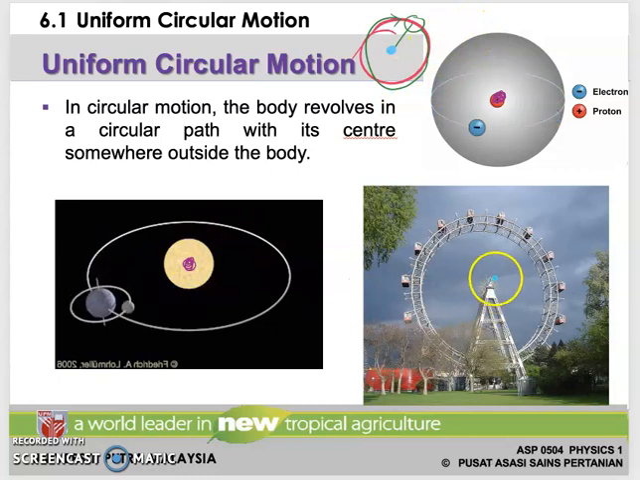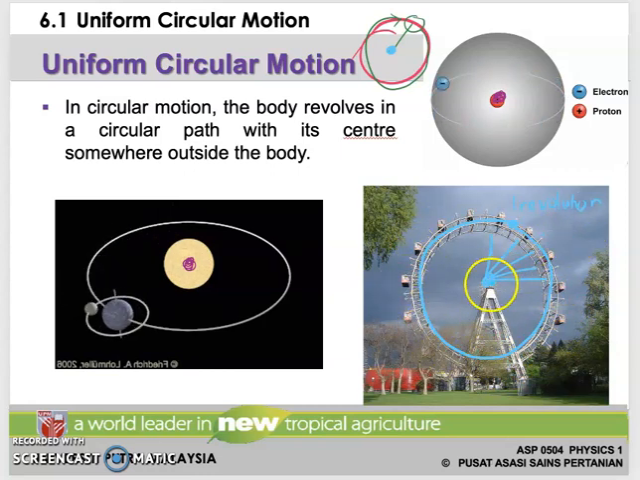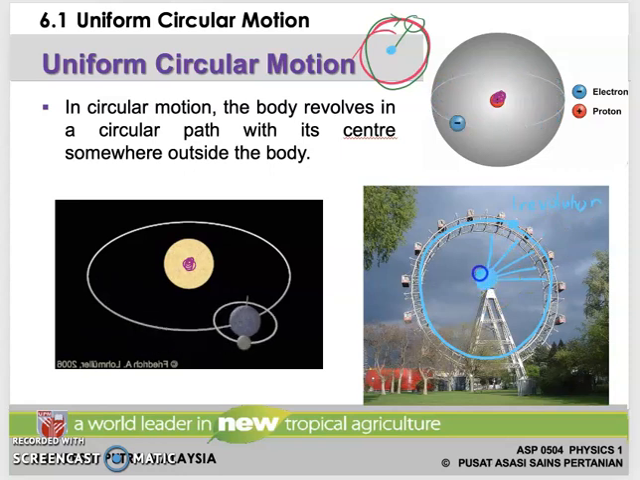If we were to look at this Ferris wheel, it is rotating like so, and it makes one complete revolution when it ends up at the same initial position. That's one revolution. And the center of rotation is here. That is why we have these strings of metal. Well, I don't think it's a string, but you have something looking like a string connected to these cars, to make the Ferris wheel. So the center of rotation is at the center, outside of the body. It is at the center of the circular path.